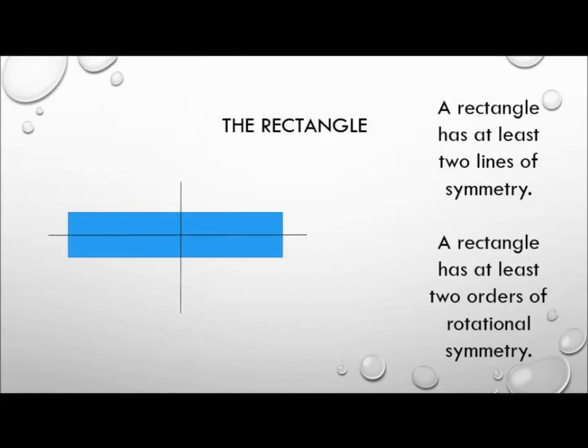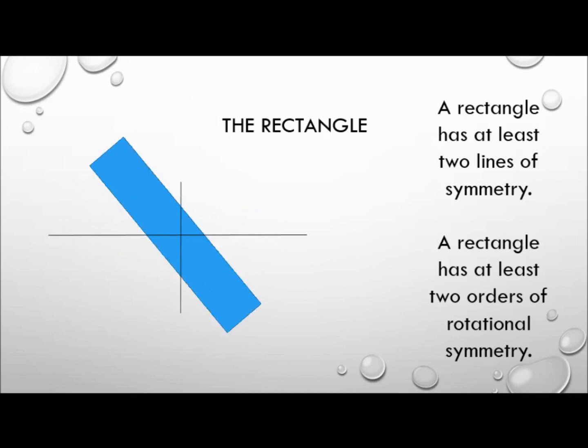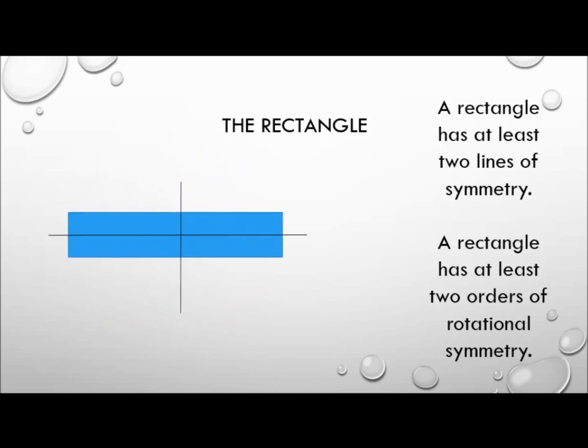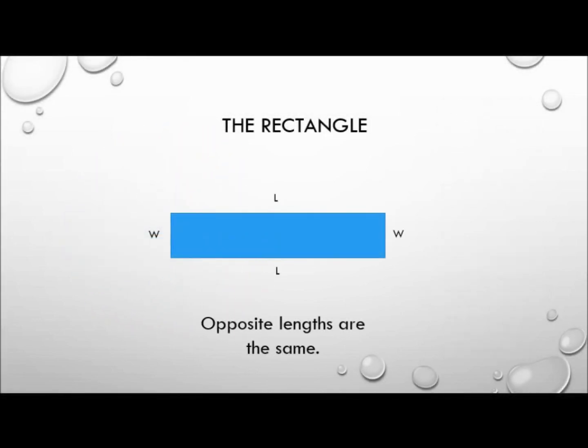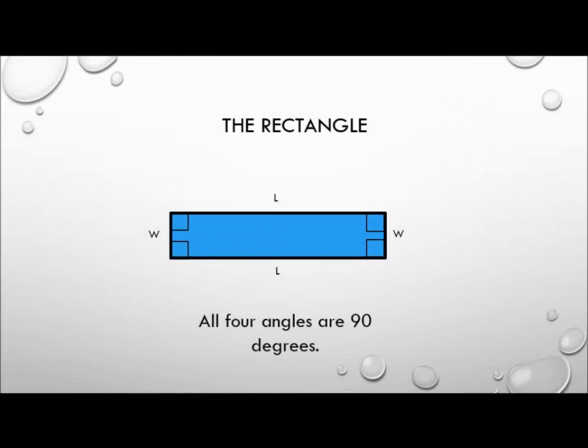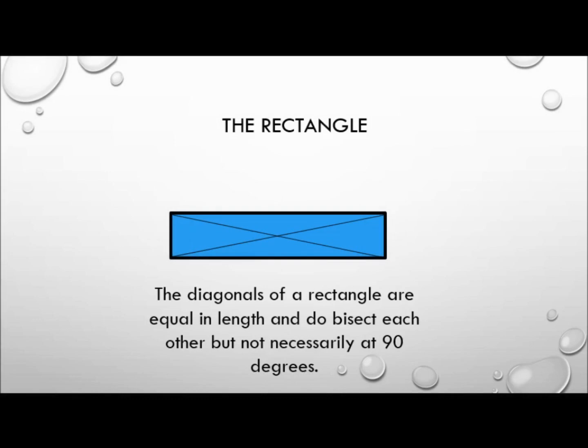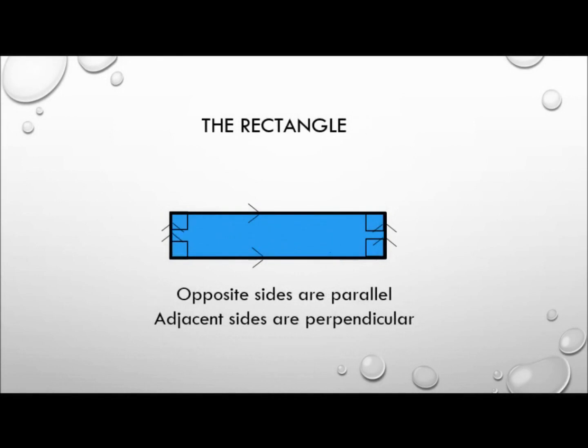A rectangle has at least two lines of symmetry, and at least two orders of rotational symmetry. Opposite lengths are the same, and all four angles are 90 degrees. The diagonals are equal in length and do bisect each other, but not necessarily at 90 degrees. Opposite sides are parallel and adjacent sides are perpendicular.